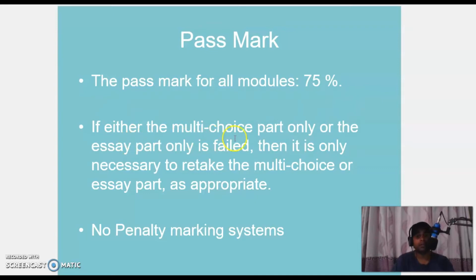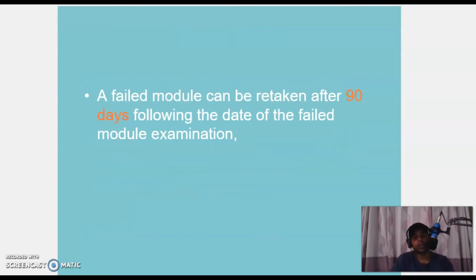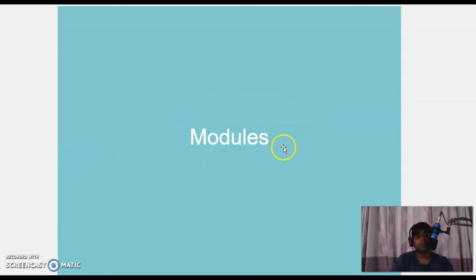And if either the multi-choice part only or the essay part only fails, then it is only necessary to retake the multi-choice or essay part as appropriate. It means if you did multi-choice and essay, and you fail the essay questions, you have to retake only the essay question. Okay, so a failed module can be retaken after 90 days following the date of the failed module examination.